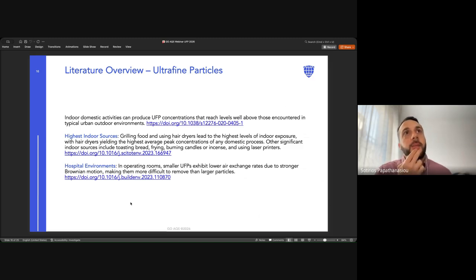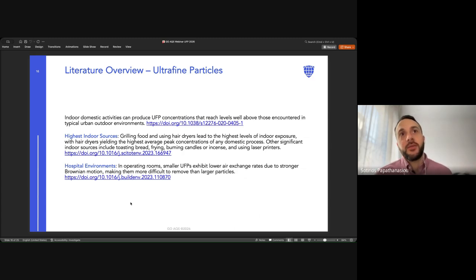Indoors now, domestic activities can produce ultrafines as well, specifically cooking, but also infiltration of particles from outside, like from vehicle emissions. One study highlighted very clearly that hair dryers, for some reason, lead to the highest levels of indoor exposure. And also toasting bread, frying, burning candles, and so on, and even laser printers, can produce ultrafine particles.